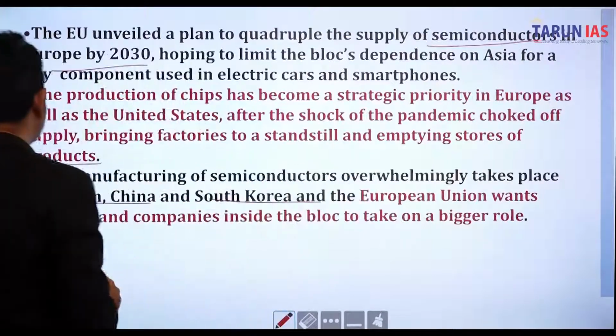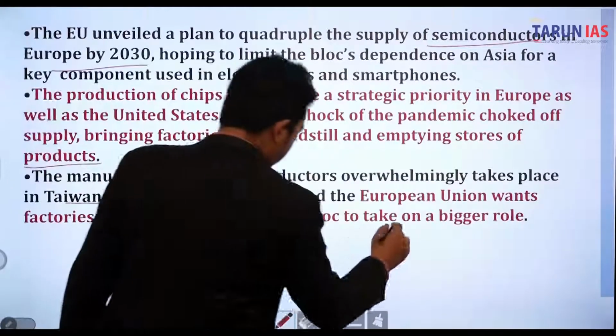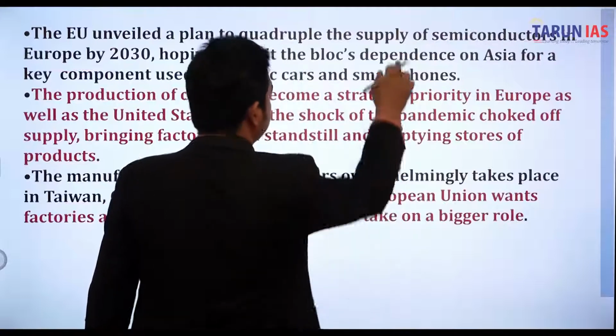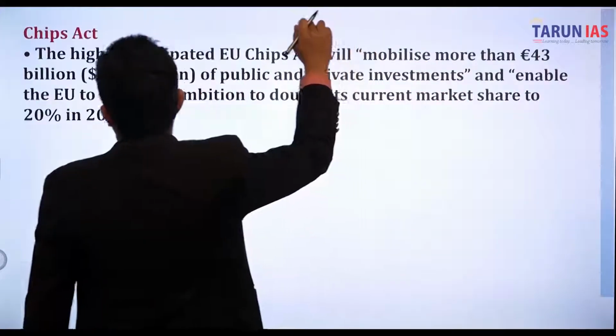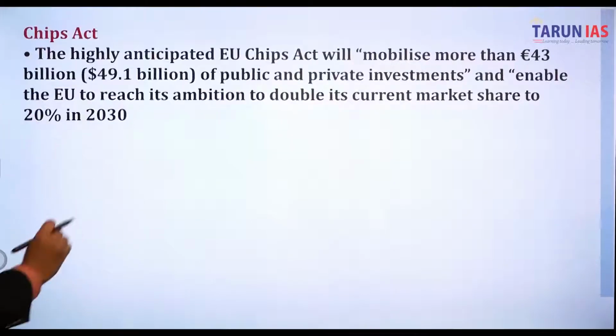The European Union wants factories and companies inside the bloc and to take on a bigger role. So we must keep in mind the CHIPS Act by the EU, to mobilize more than $43 billion in public and private investment, enabling the EU to reach its ambition.